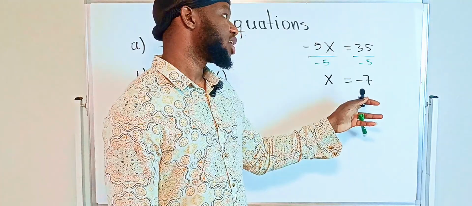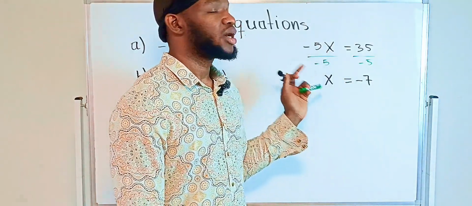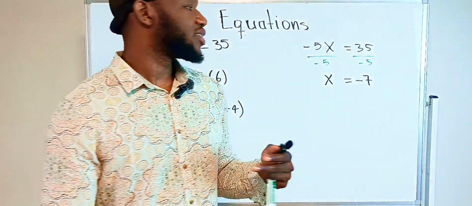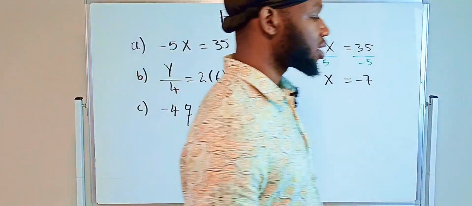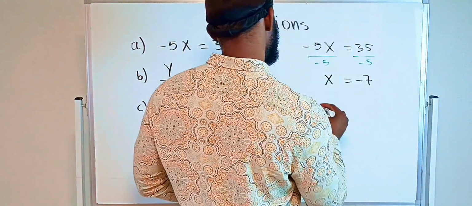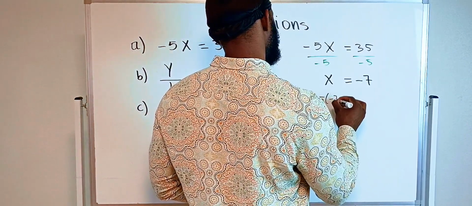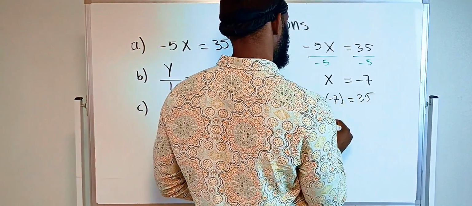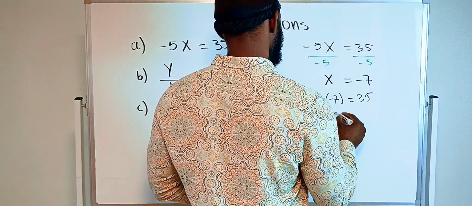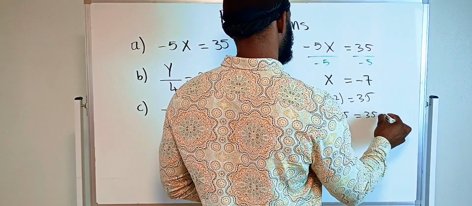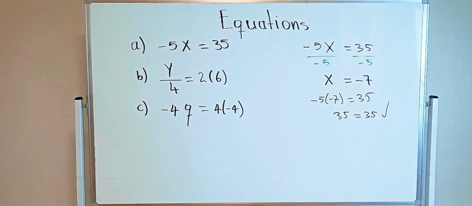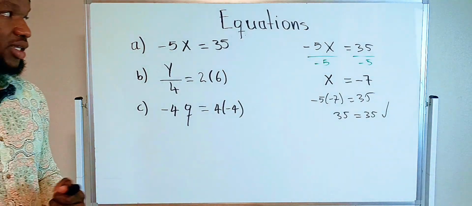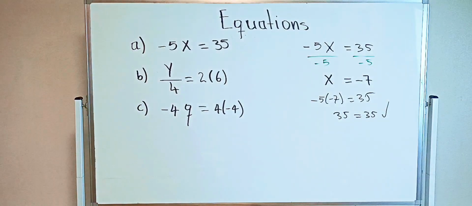Once we got -7, we can check the same way. You bring the -7 over here. -5 multiplied by -7 is going to be 35. So 35 equals 35, guys. That is verified. So since you verified it, you got an answer. That means you solved the equation.